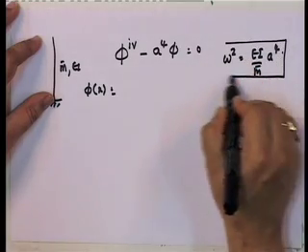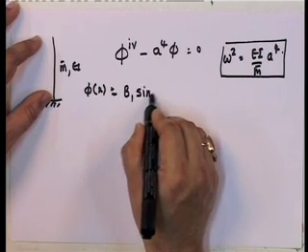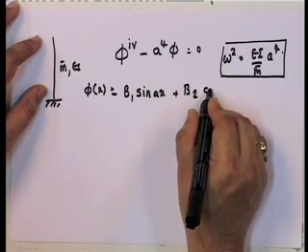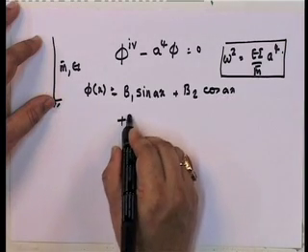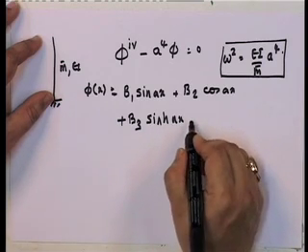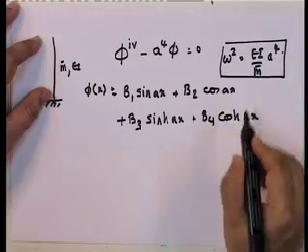This equation remains firm. This equation also, B1 sin AX plus B2 cosine AX plus B3 sin hyperbolic AX plus B4 cosine hyperbolic AX. This is the shape for a general simple beam vibration, flexural vibrations. The only thing that is different in each case is that the boundary conditions are different.